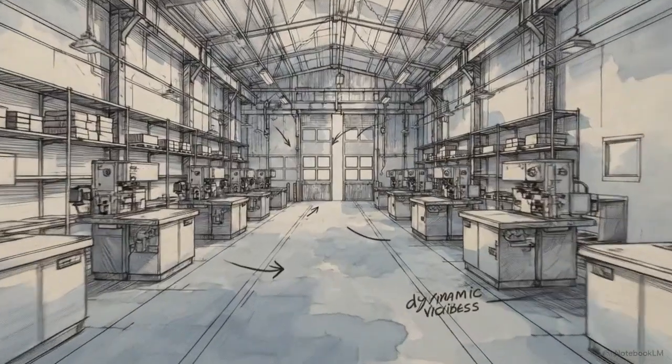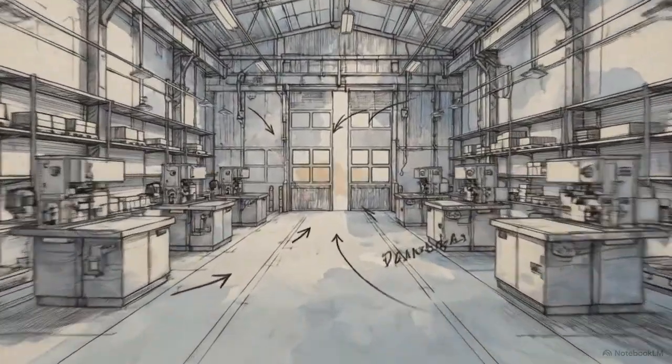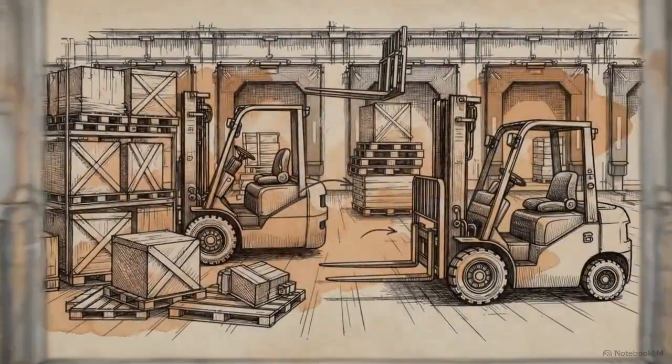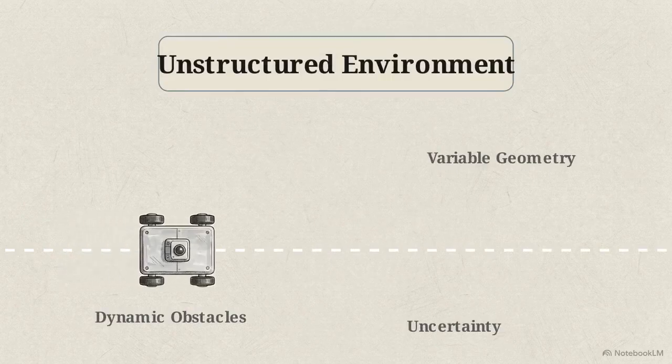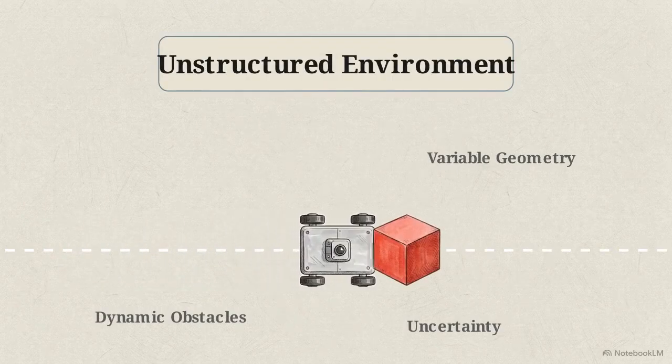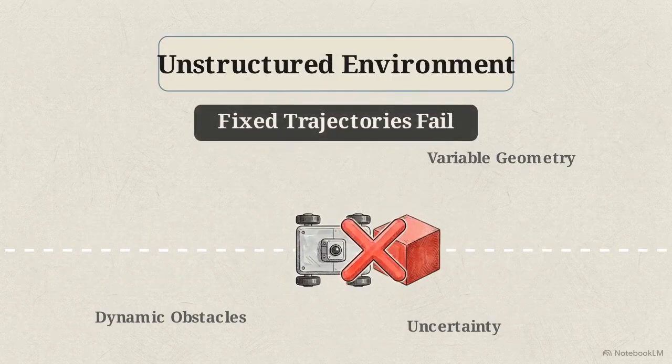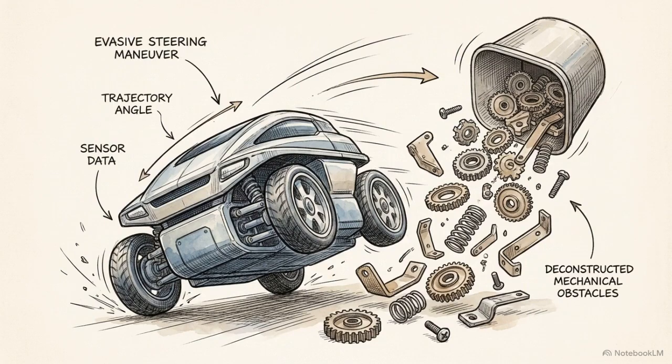But what happens when you unbolt the machine from the floor? When a robot leaves the rigid geometry of the factory, it immediately faces an environment filled with moving people, scattered objects, and constant change. Engineers call this the unstructured environment. To survive here, a robot cannot rely on a pre-programmed path. It has to navigate on the fly and dodge obstacles in real time.